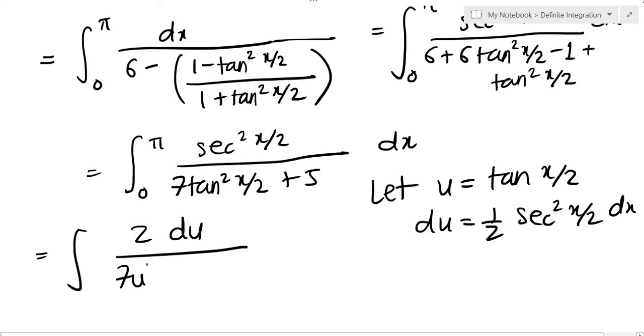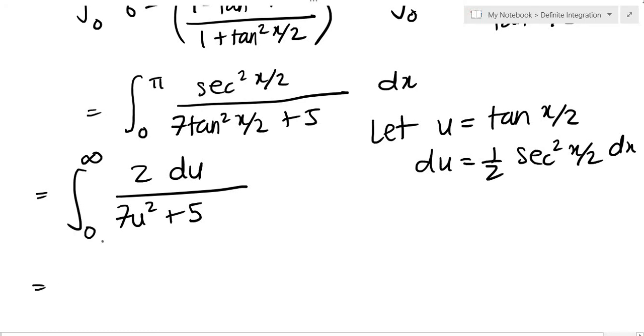All over 7u squared plus 5. Now let's plug in the value of x to find the corresponding u. So tan of 0 is 0. Tan of pi by 2 will be nothing but infinity. Hey, look at that. We're getting an improper integral now. But don't worry, it will converge.